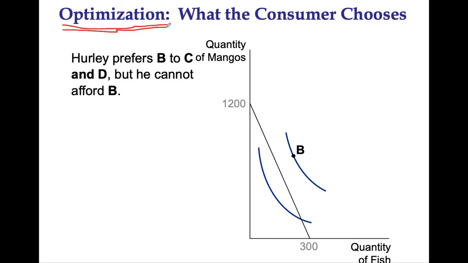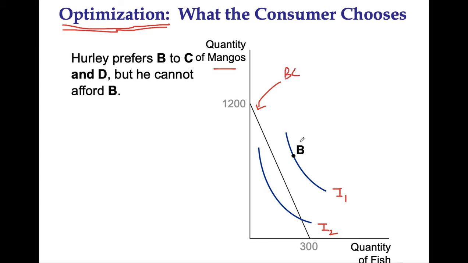Here we put together on the same graph, on the same plane of mangoes and fish, in different curves, the curves that represent satisfaction, and the curve of the budget constraint.